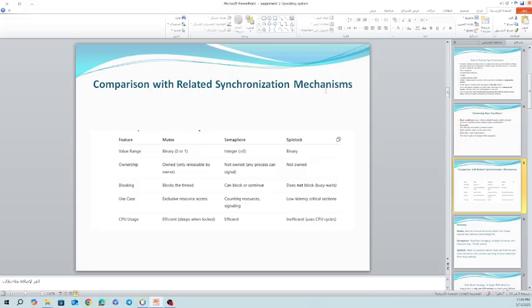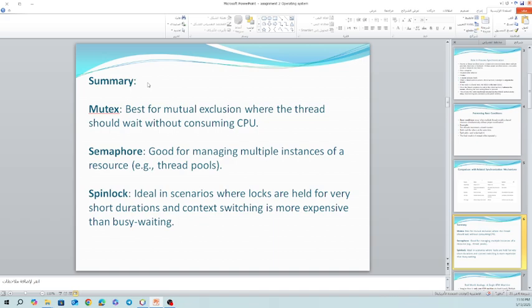Comparison with related synchronization mechanisms. Features: mutex, semaphore, spin lock. Aspects compared: ownership, blocking, use case, CPU usage. Summary: a mutex is best for mutual exclusion where the thread should wait without consuming CPU. Semaphore: good for managing multiple instances of a resource. Spin lock: for instances where locks are held for a very short duration and context switching is more expensive than busy waiting.